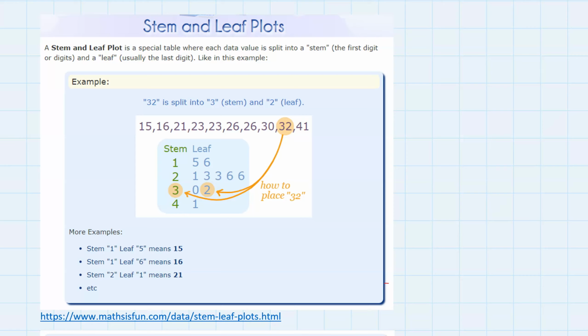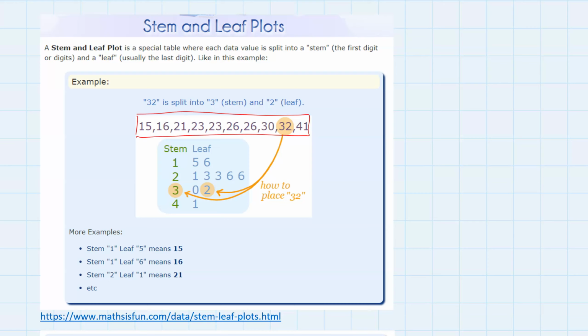So, stem and leaf plot, what is it? It's a bit of an unusual graph. It's probably best described as a cross between a table and a graph. So what we see here, for example, is a list of 10 numbers. Our data set consists of 10 numbers going from 15 to 41. In fact, this list has been made a little easier for you in that it's arranged in ascending order from smallest to biggest, because that's essentially what a stem and leaf plot does.